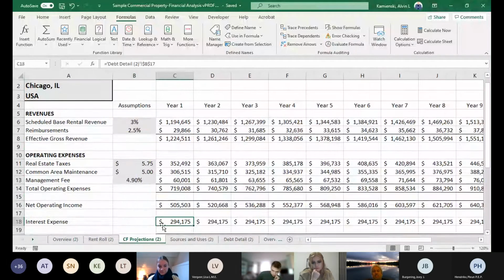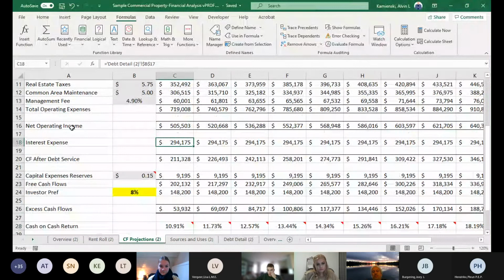And that was the entire purpose of the debt detail page. It allows us to bring this number into interest expense, and then would allow us to estimate, if I wanted to exit the property in year 4 and I could sell it for $6.3 million, the amount of net proceeds I would get when I sell upon exit in year 4.